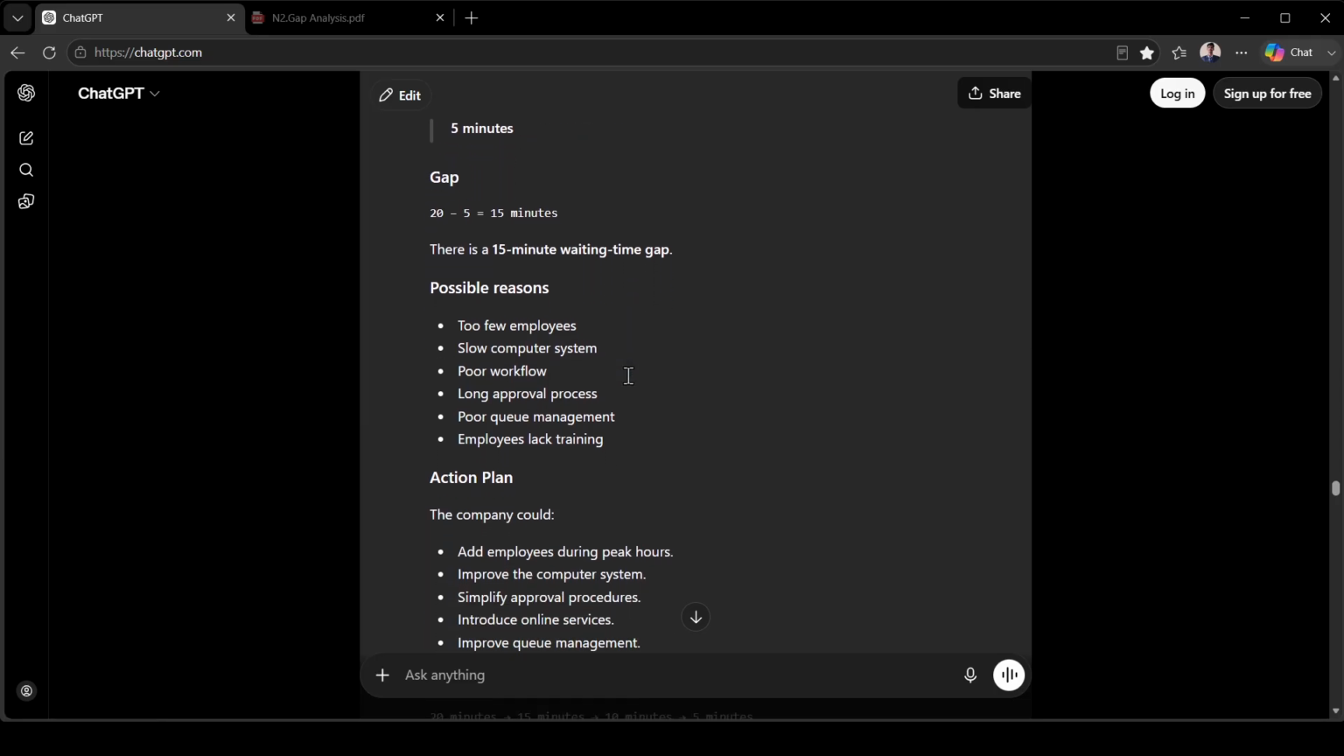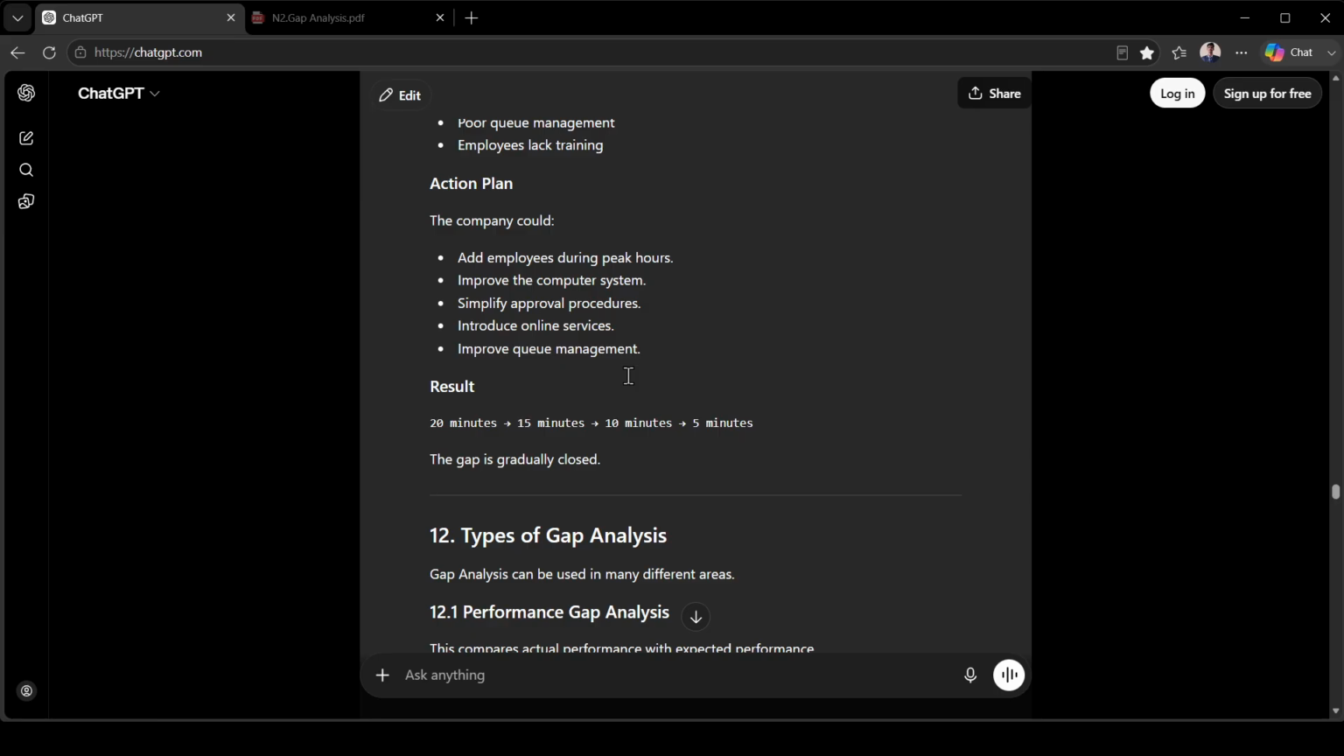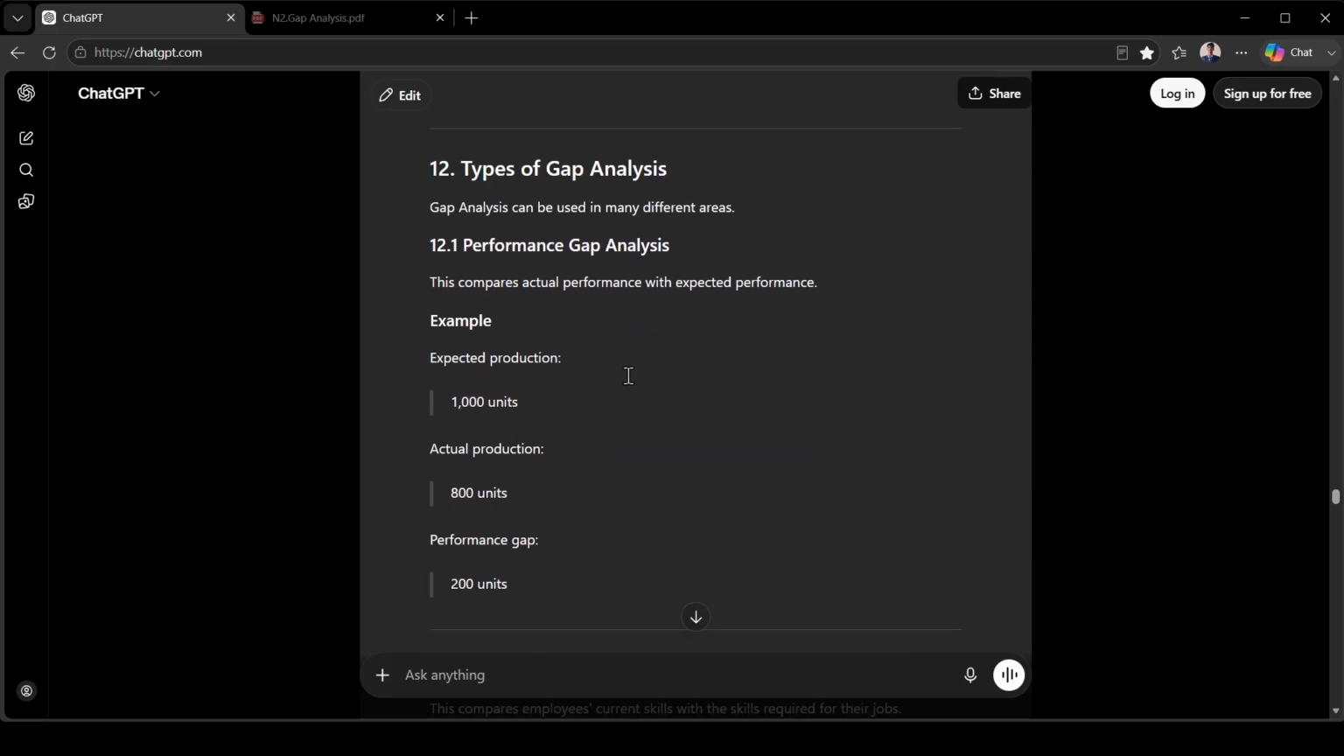Possible reasons: too few employees, slow computer system, poor workflow, long approval process, poor queue management, employees lacking training. So the action plan: the company could add employees during peak hours, improve the computer system, simplify the approval procedure, introduce online services, and improve queue management. Results: 20 minutes to 15 minutes, 15 minutes to 10 minutes, 10 minutes to 5 minutes. The gap is gradually closed.